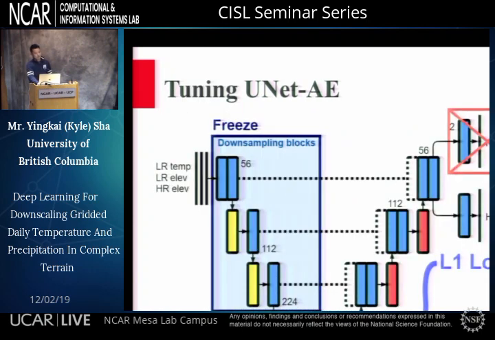And then the idea of UNet-AE tuning is as follows. Basically, the two upper branches share the same encoder-decoder base, which means under certain conditions, when one of the upper branches has improved performance, we expect the other upper branch to also improve. And then over the transferring domain, when the temperature field is not available during training, we can freeze the pre-trained downsampling blocks and then just tune the performance on high-resolution elevation over the transferring domain.